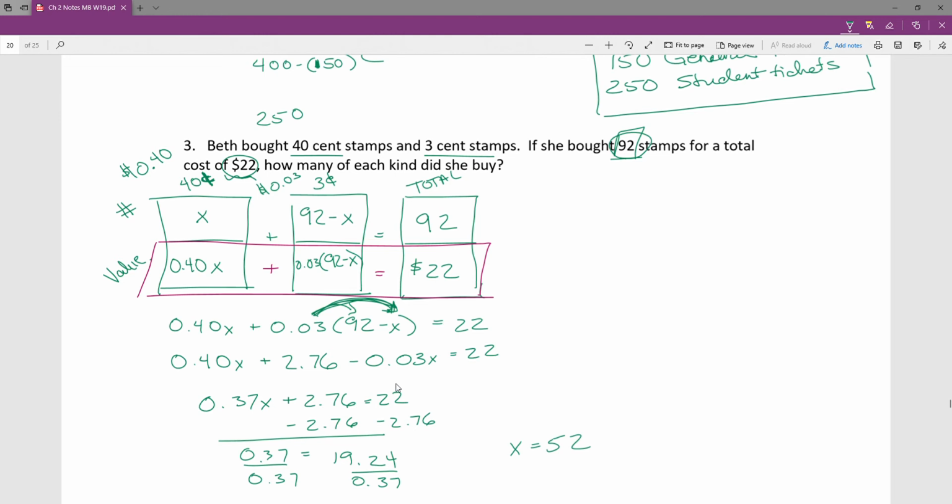And that tells me that there were 52 40-cent stamps, because that's the x that I see in my chart. So it was 52 40-cent stamps. And again, this idea that the 3-cent stamps were the other part of 92. So it's 92 minus 52. So we get a total of 40 3-cent stamps.